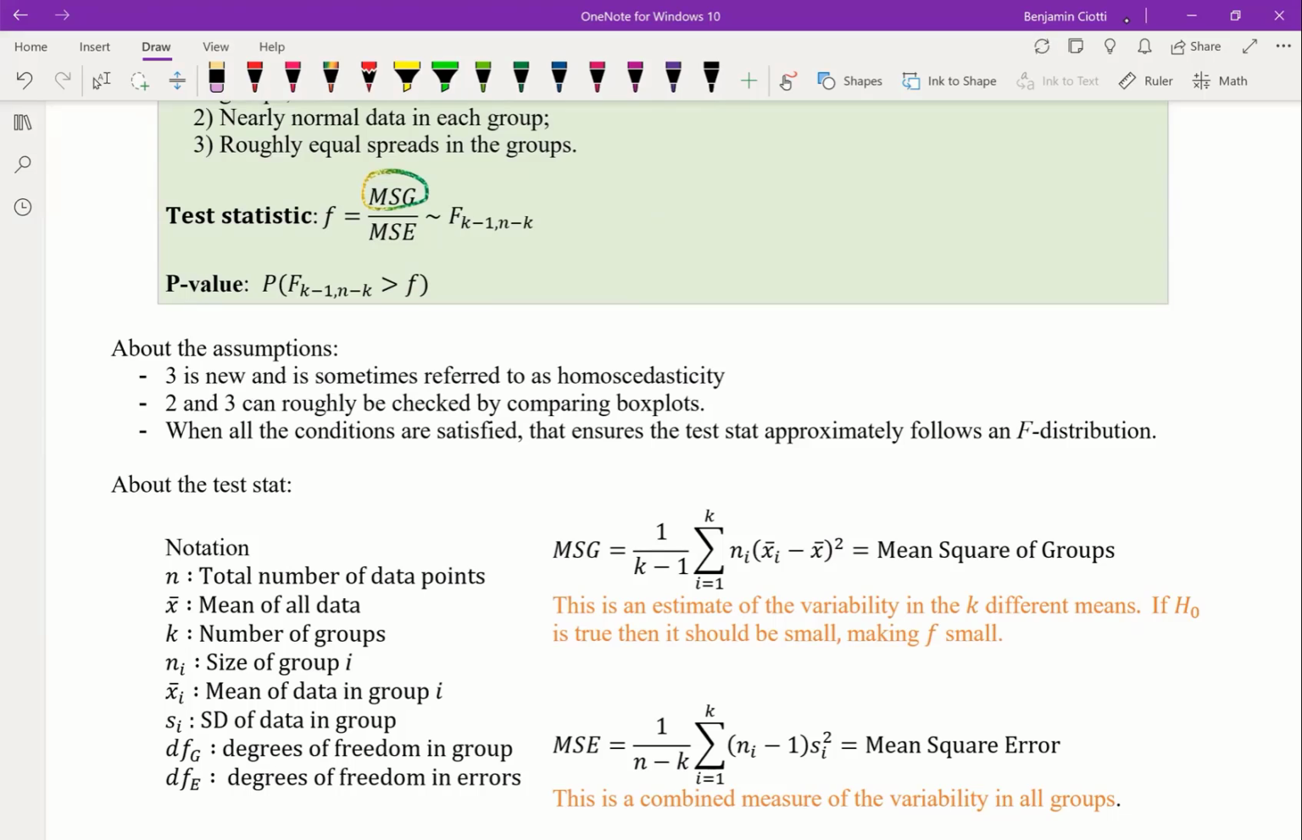And then the mean in mean square of the groups comes from dividing by the number of degrees of freedom in the groups. Remember, K is the number of groups. K minus 1 is the number of degrees of freedom in the groups.